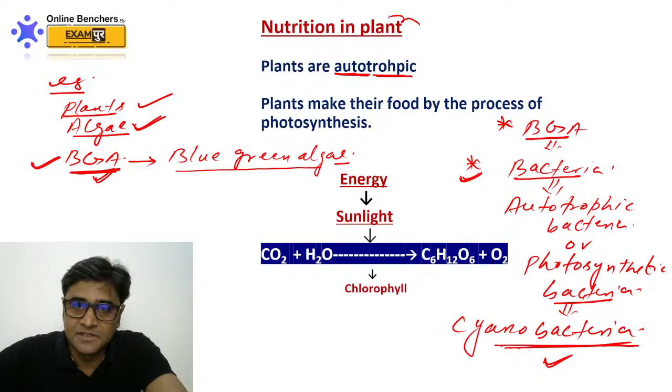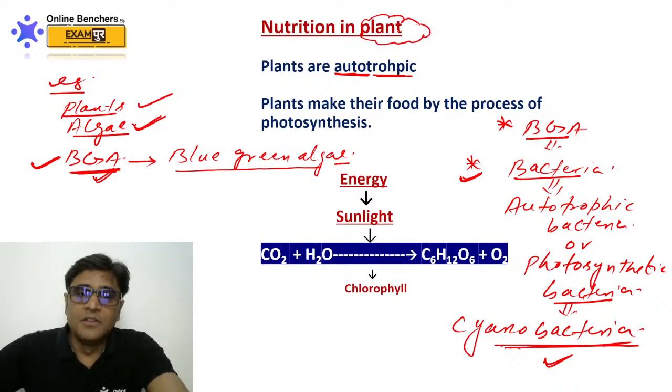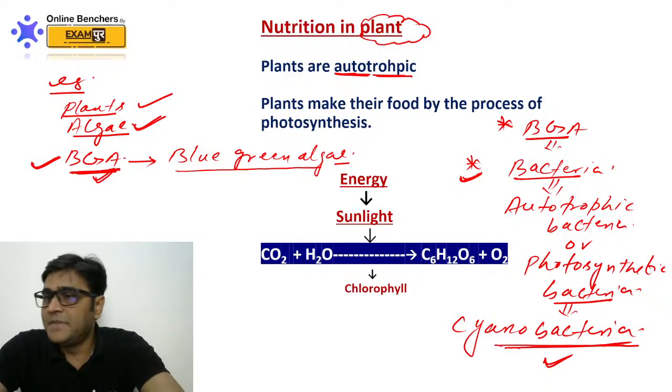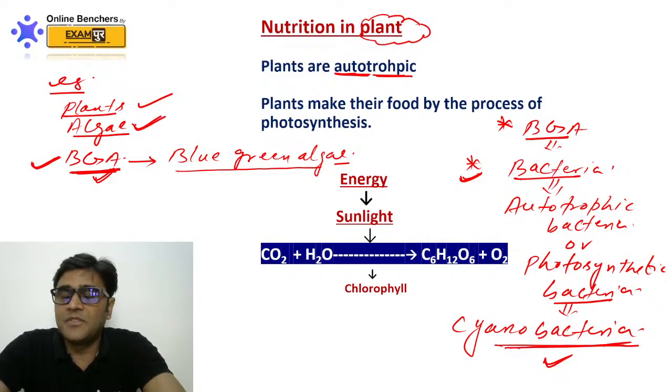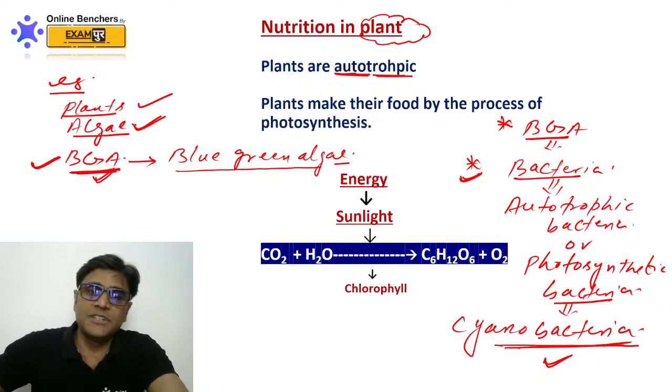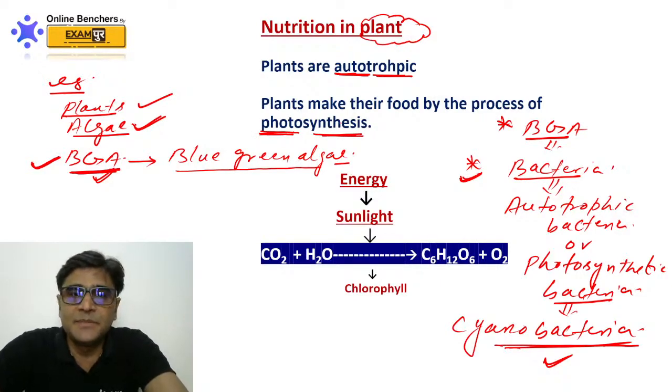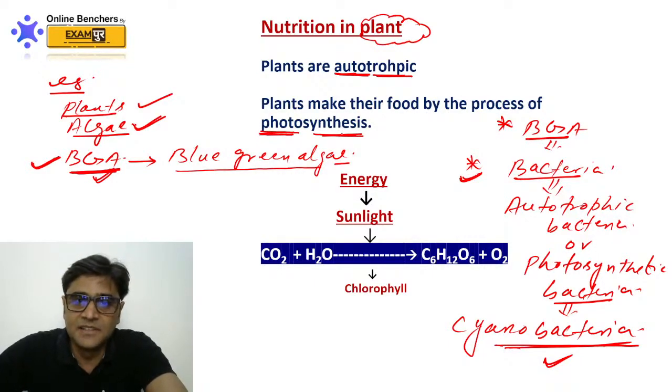Okay, plants. So as we know, plants are autotrophic. That is, plants make their food by the process of photosynthesis. And what is photosynthesis? What do you mean by photosynthesis? Photo means light and synthesis means to make. So plants make their food with the help of raw materials and in the presence of sunlight. So this process is known as photosynthesis.